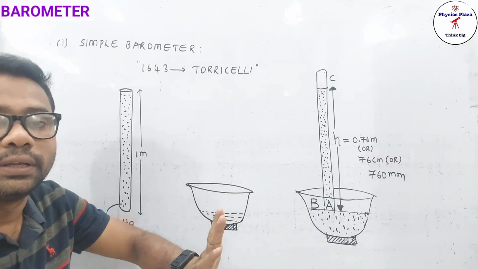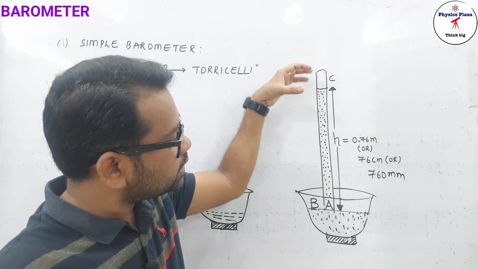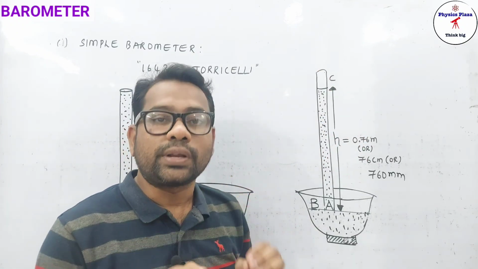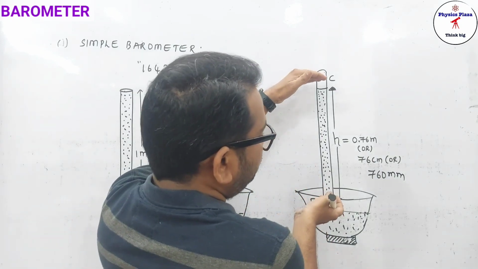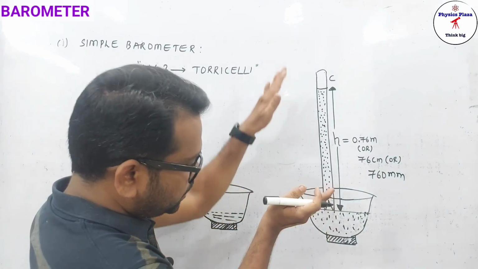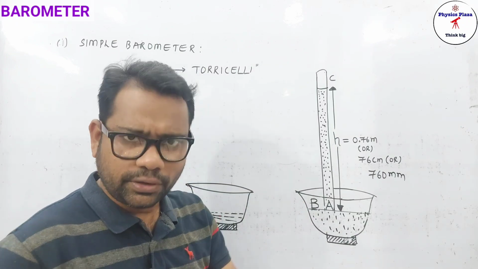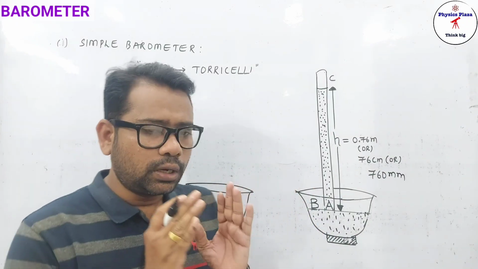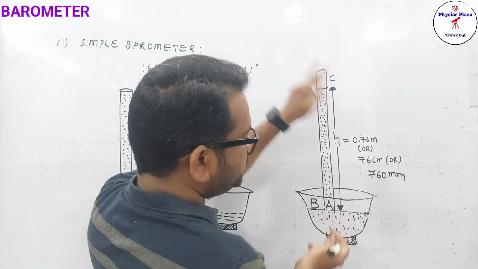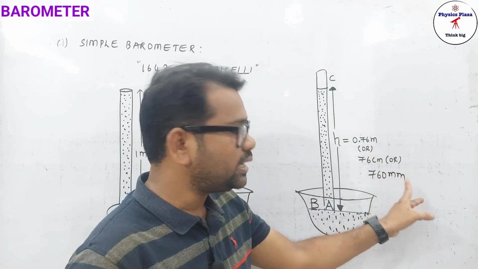Make sure that air won't enter. Then the mercury inside this glass tube will try to come out, and after some time we will notice that the height of the mercury will be stable. This is how it looks finally. Here, children, we notice that at normal atmospheric pressure and temperature, the height of the mercury is equal to 0.76 meters, or 76 centimeters, or 760 mm.